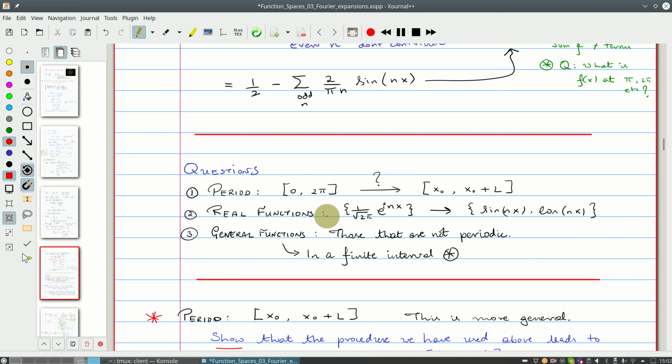What happens if you have real functions? We have seen above that if you have real functions, then you can combine these complex basis functions to give you, in the case above, only a sine term and not a cosine term. I'm going to comment on this before we move on. And then finally, what happens if you have general functions that are not periodic, but they are defined in a finite interval? Can you represent those by a Fourier series? It turns out that you can, and we will see an example of this too.